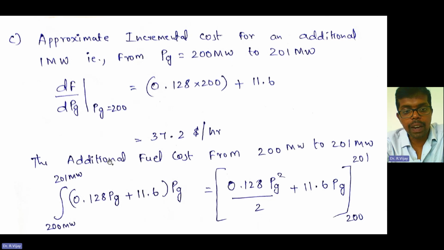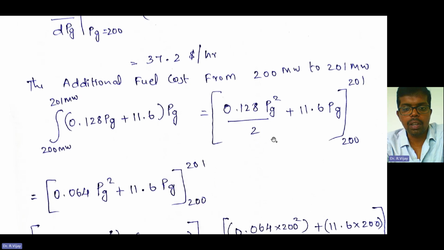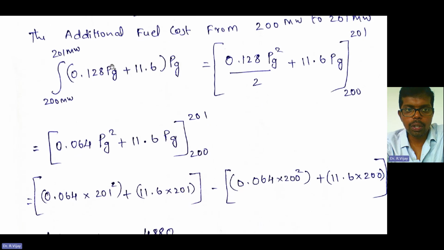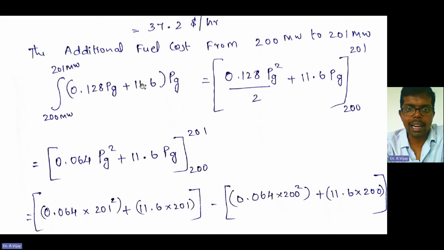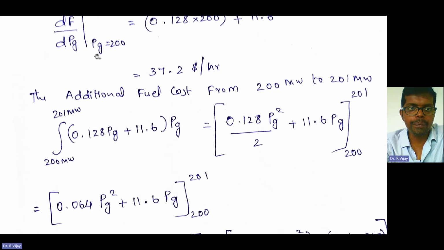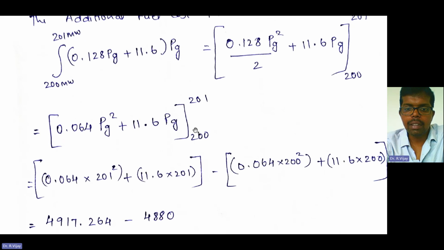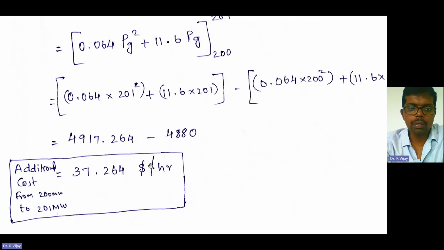Next, we need to find the additional fuel cost from 200 megawatt to 201 megawatt. What is the additional fuel cost? That also you need to find out. We just need to integrate the dF/dPG equation. While integrating, we convert and substitute, and we find the additional cost from 200 to 201 megawatt as $37.264 per hour. Like that, you need to do it for this particular problem.